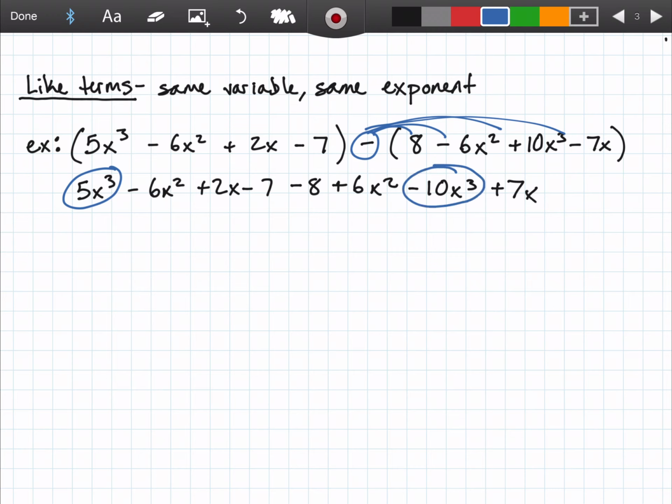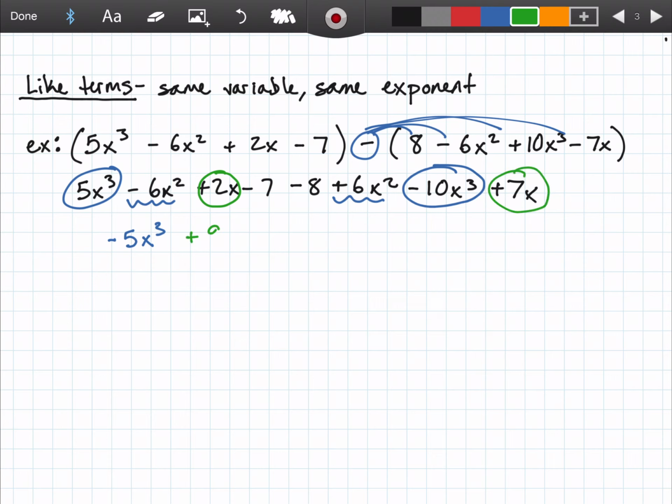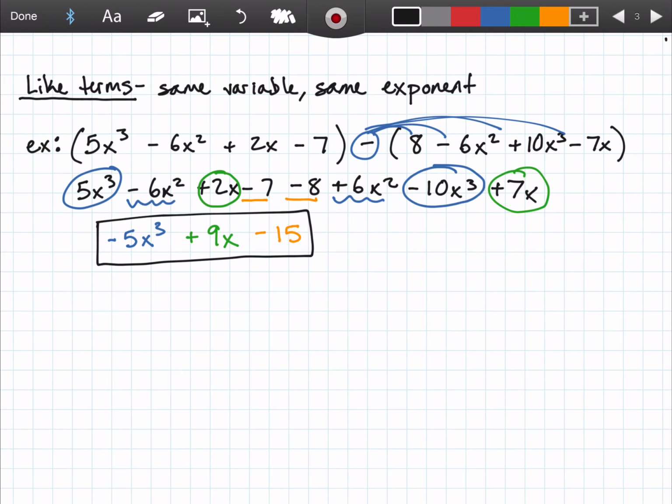5 minus 10, I get a negative 5x cubed. Up next, I'm going to go squared, negative 6 plus 6, that's 0x squared. Cool. So now I got 2x plus 7x plus 9x, and then my minus 7 minus 8 minus 15. There we are, combining like terms in standard form. Thank you, Unit 1. Okay, I do want to talk about how to classify this.